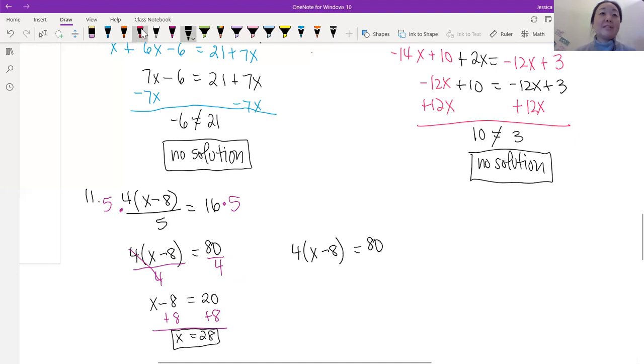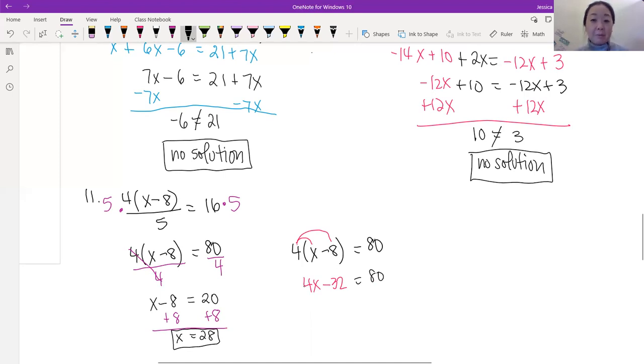Getting a little nervous. So in Earth 2, we're going to distribute. Now, most people just distribute because they get into a habit of just distributing. But for me, I like to find shortcuts. So we're going to distribute. 4 times x, which is 4x, and then 4 times negative 8, which is negative 32, or minus 4 times 8, which would be 32, is equal to 80.